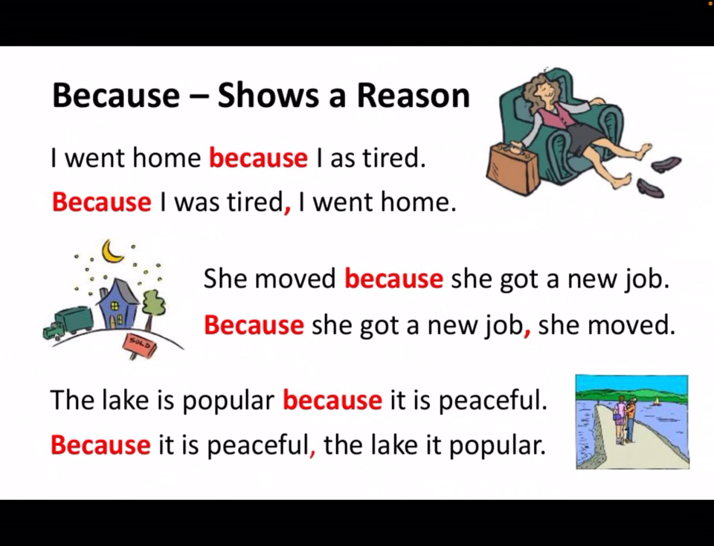Now, like I said in my previous video, we can use conjunctions in the beginning of a sentence. So this is how it becomes. Because I was tired, I went home. Okay? Because I was tired, I went home. Another example, she moved because she got a new job. Why did she move? Because, we used because in this sentence, because she got a new job.